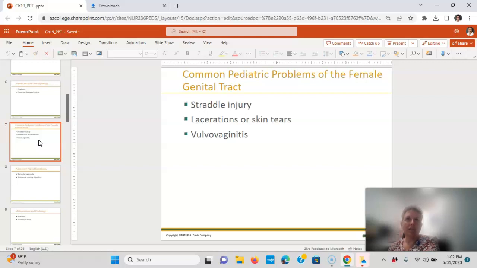So lacerations and skin tears in this area, they shouldn't be occurring. There might be these things occurring with trauma, penetrating trauma, foreign bodies. Again, this is a problem because it's sounding like abuse. So we'd always evaluate for possible sexual childhood abuse.